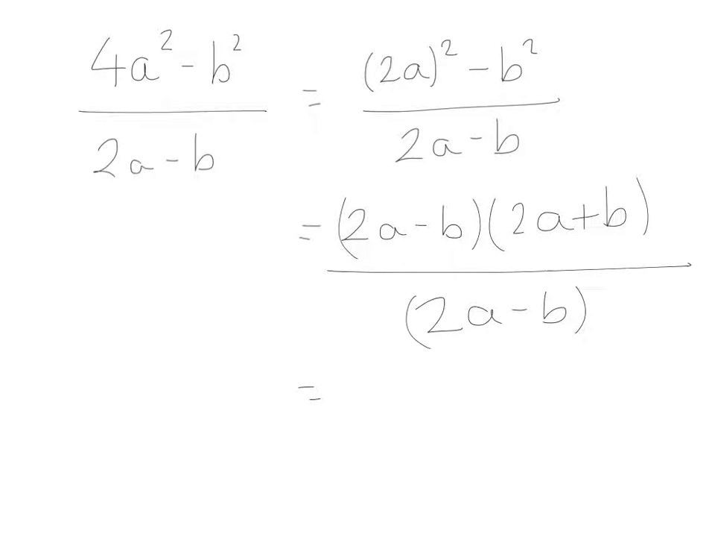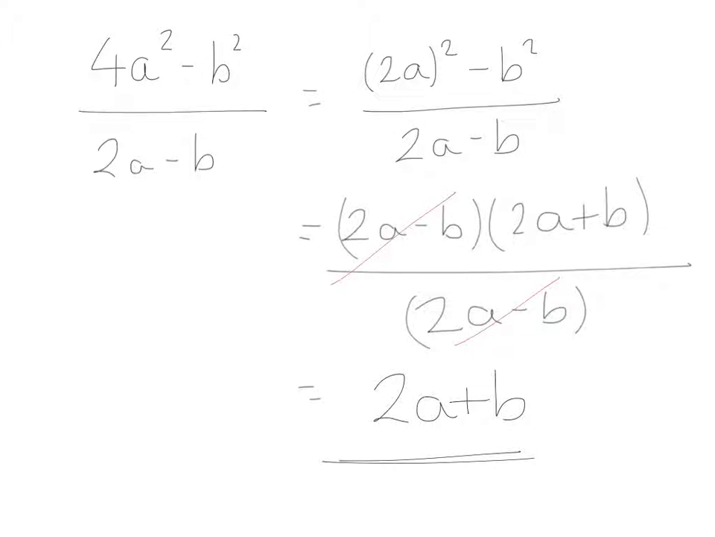On the top now, I have got one term multiplying another term, because I've got two brackets next to each other, and I've just got a term in the bottom. So let's see if there's anything in common. Well, I've got 2a minus b and 2a minus b, so these can simplify, and I'm just simply going to be left with 2a plus b.